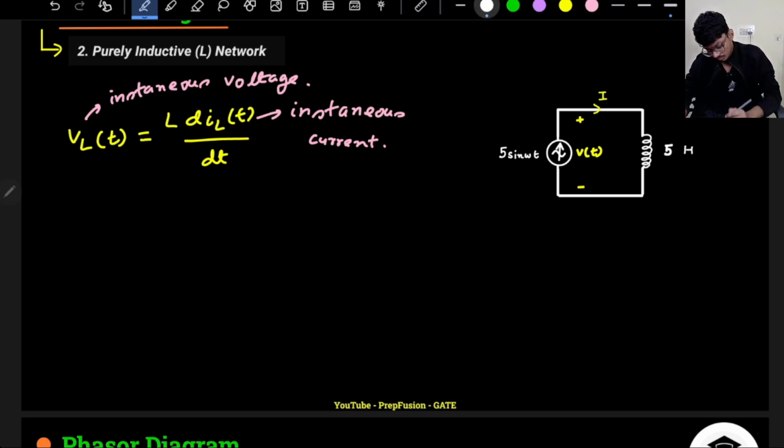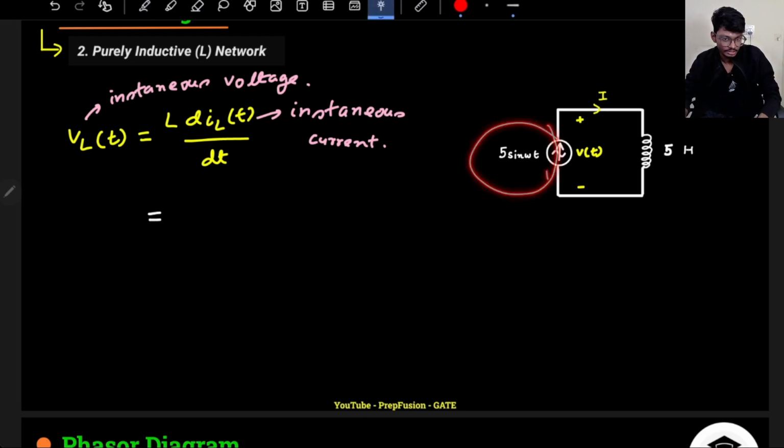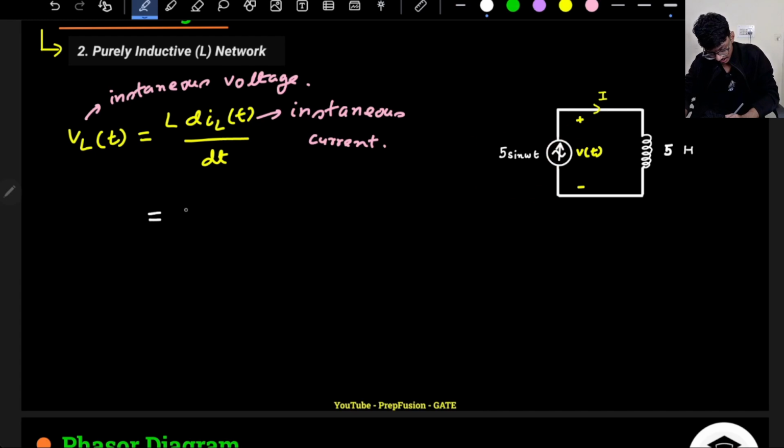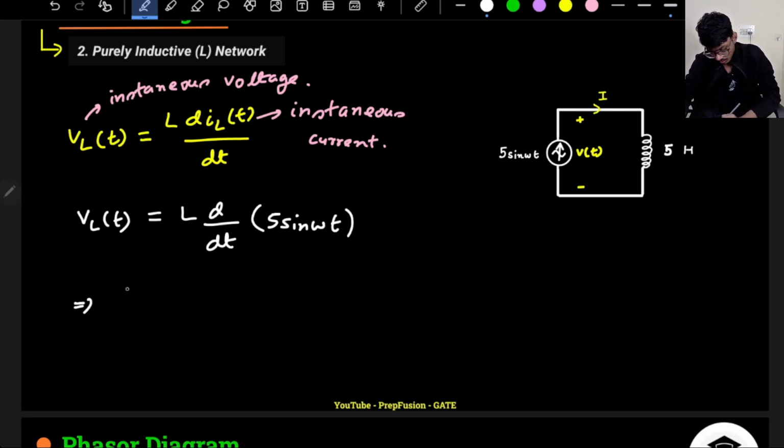So now here you can write, what is the current? I'm giving 5 sin omega t, that is the current. So it will be L, let's keep L for now, L into dIL/dt. That is d/dt of 5 sin omega t, and this is my inductor voltage VL(t). This omega is a constant, I am differentiating with respect to t, so this will be 5 omega L cos of omega t.